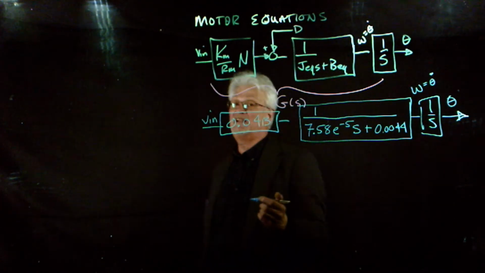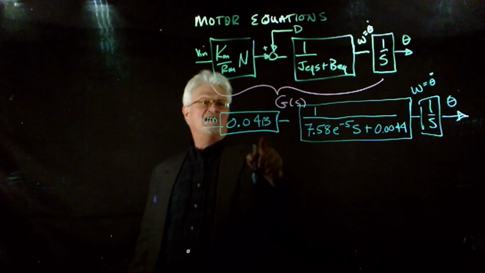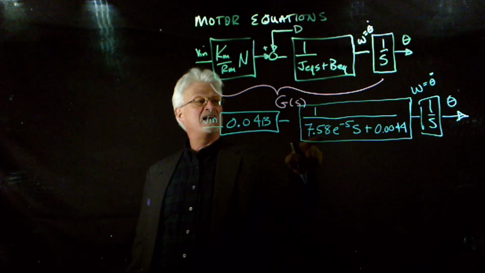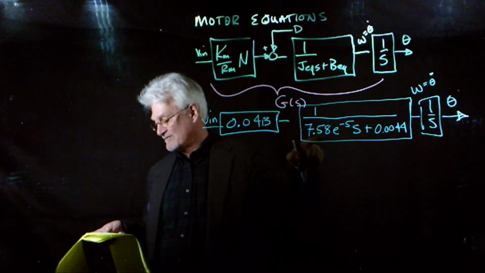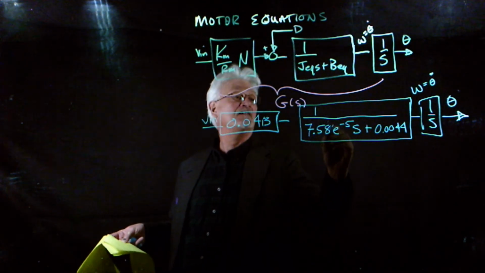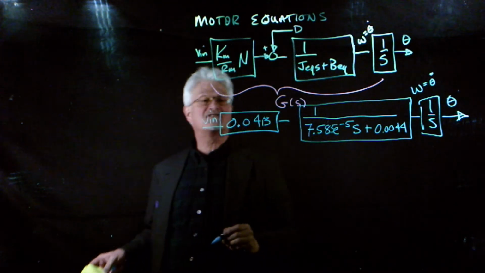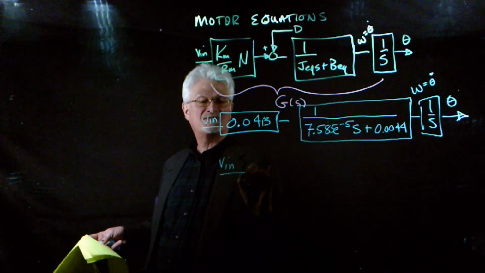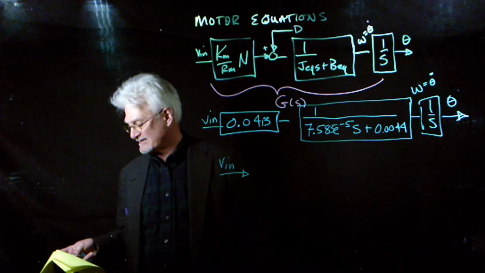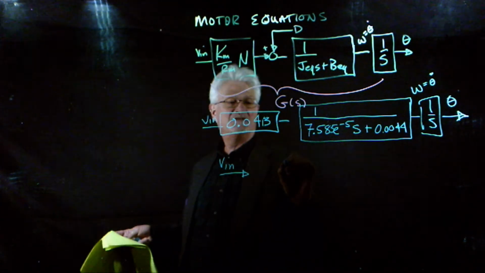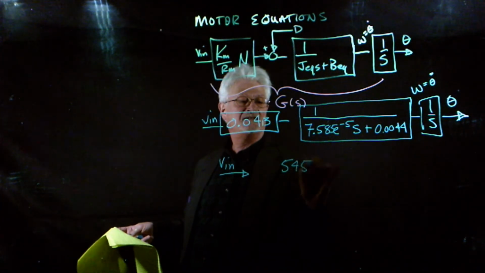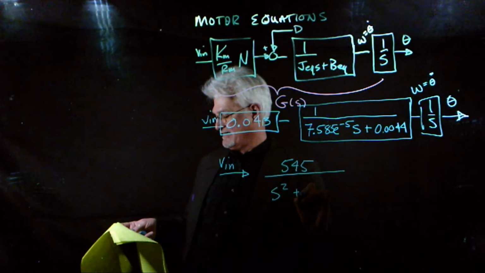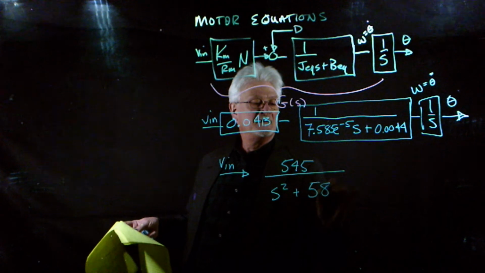Now there's another way to do this, and I'm going to just do it. Suppose I divide through, suppose I take a factor of 7.58 e minus 5 out. Then what I'm going to get is an open loop transfer function. I'm going to get a G of S that is equal to 545 divided by S squared plus 58S.